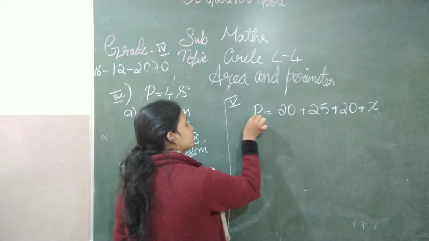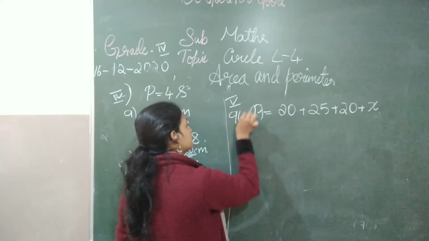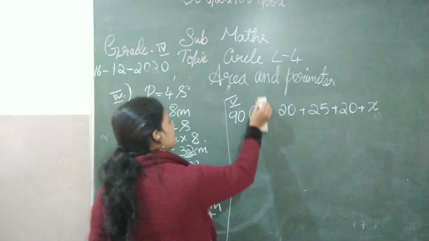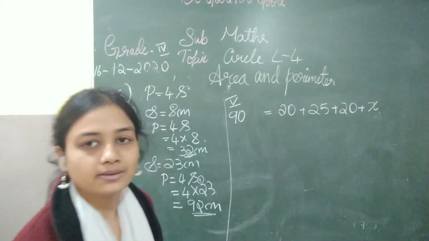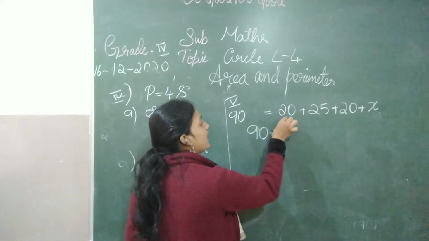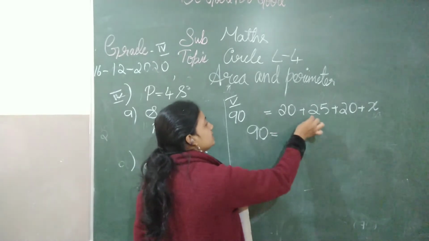And I know what P is. P is equal to 90, right? So 90 centimeters. So I write 90. Instead of P, I am going to write 90. Now what should I do? 90 is equal to, add all this. What do you get? You get 40, 65.